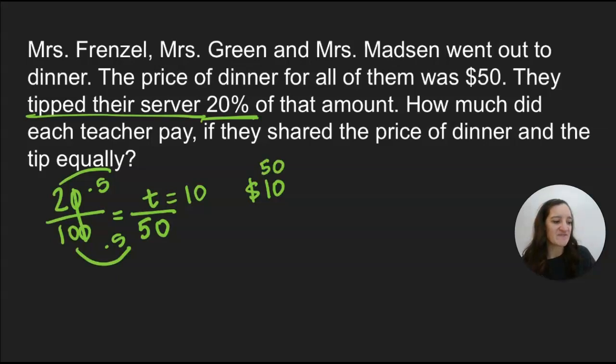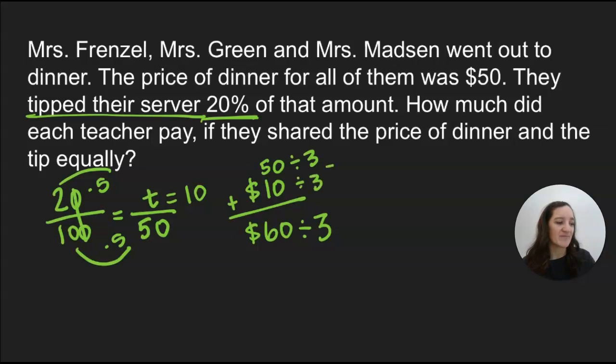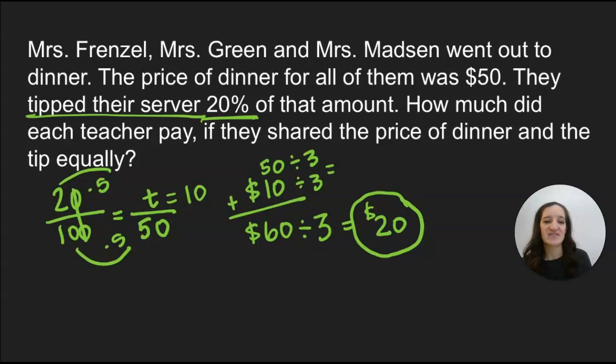Their whole entire meal was $50. So altogether with the dinner and the tip, I added, right, because it's a tip, is $60. The question is, how much did each teacher pay if they share the price of the dinner and the tip equally? So I'm going to divide that by 3. Some people may say, okay, well, they shared the dinner equally and they shared the tip equally, and they could do it that way. I'm going to add it all together, then divide it up. So 60 divided by 3 is $20. So the price of their dinner for each of them was $20.